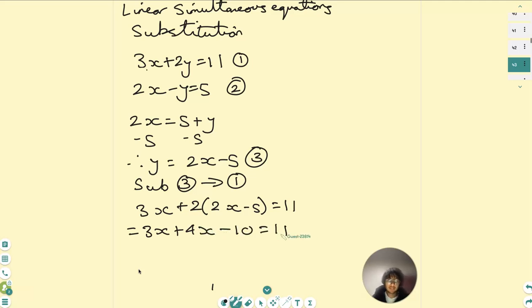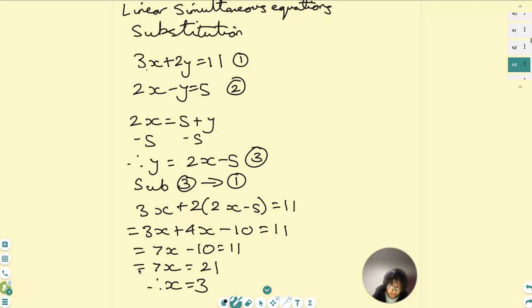And then we just tidy everything up. So we get 7x minus 10 is equal to 11. That's equal to 7x is equal to 21. Divide both sides by 7 to get the value of x. So x is equal to 3, as I showed you before. Not 31, sorry, just a little mistake. 3. Great.